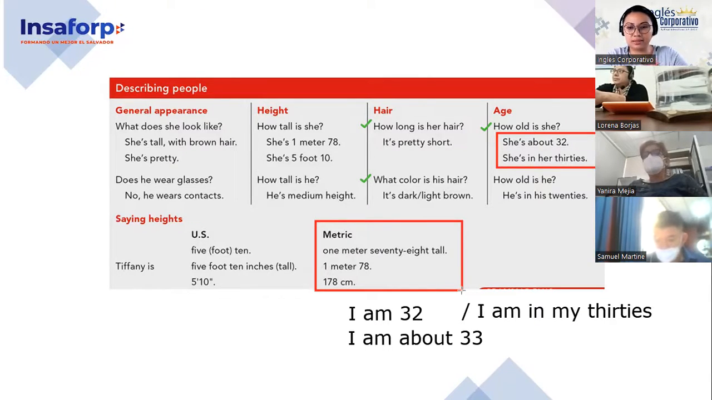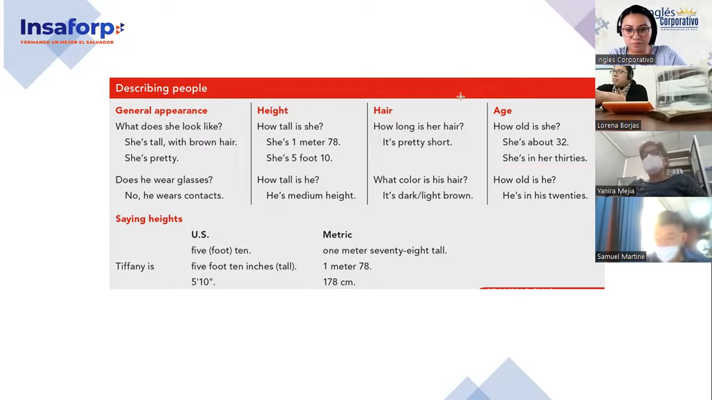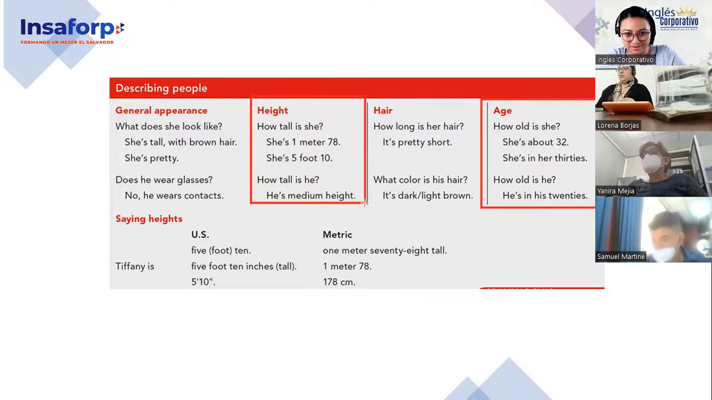General appearance, height, hair, and age. Okay, let me send this information. We were describing hair. I need you to describe your age and your height. Height and age. What expressions are we going to use? I am 1 meter 78. I am medium height. I am about 33. I am in my 20s. I am in my 50s. And expressions like those ones.